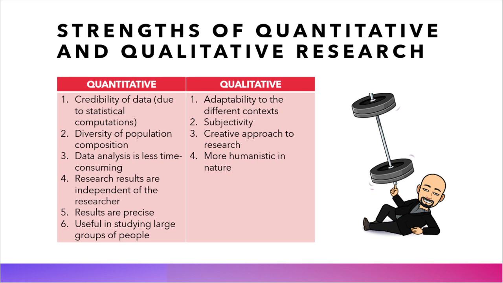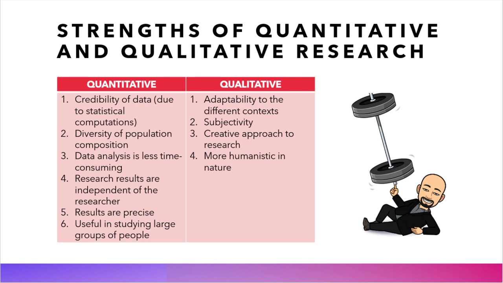Fourth, research results are independent of the researcher, which is one strength of quantitative research. If you remove the researcher from the picture, then the data can exist by itself. The numbers can speak for themselves, regardless of the presence of the researcher. Why? Because the data is already available. There is no need to interpret the data based on the point of view of the researcher because we have statistics and we have mathematical computations to do that for us.